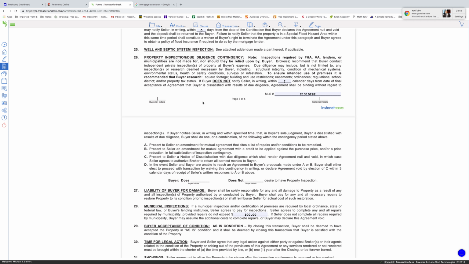So if they back out, I don't care what the excuse is. If they don't want to buy the house because they just don't like it, there is no explanation needed by law to tell the seller why they're backing out. They can send in what's called a dissatisfaction addendum or dissatisfaction notice. And as long as that gets sent over in writing within that 7-day period, the seller cannot do anything.